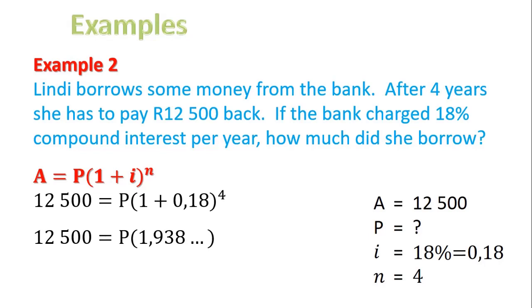Next step. We don't want P times 1.938, we just want P by itself, and so we divide both sides by 1.938. We put that in our calculator, and 12,500 divided by 1.938 gives us 6,447.36, and that equals P.